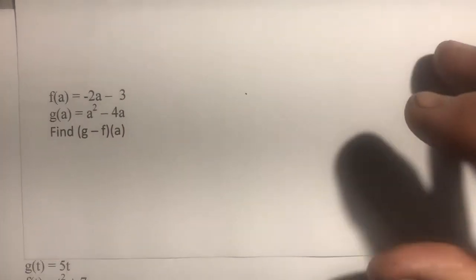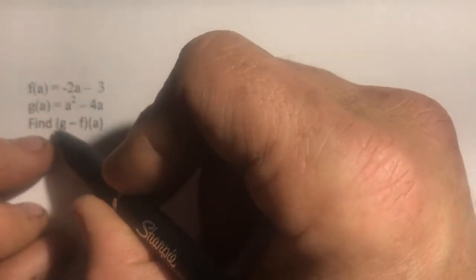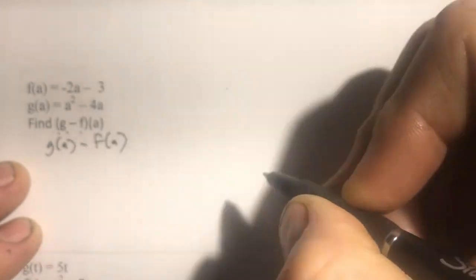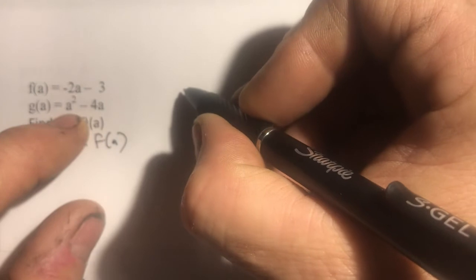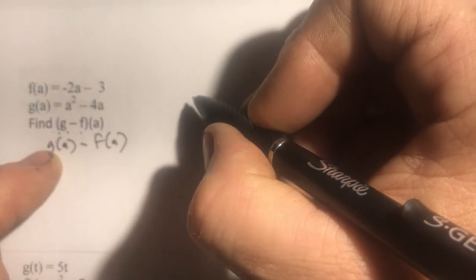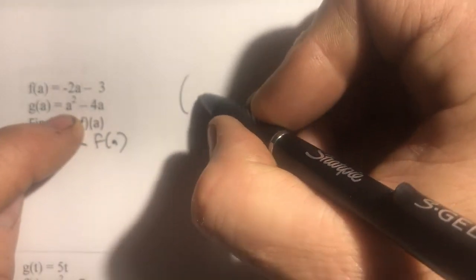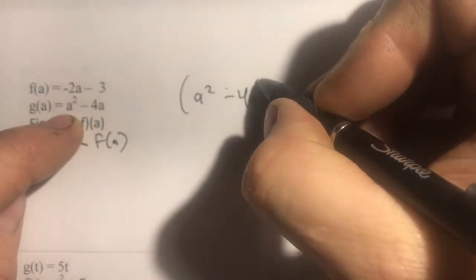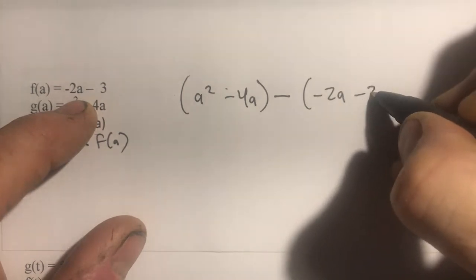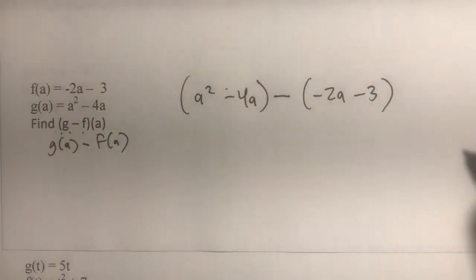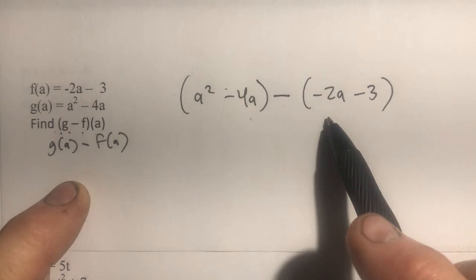Here's one here. f of a and g of a. Find g minus f of a. Well, that's g of a minus f of a. That's what that means. So I've got to do g of a. All right, g of a right here. Make sure you get the right one first. g of a is first, so a squared minus 4a, minus f of a, which is negative 2a minus 3. So here's g of a minus f of a.